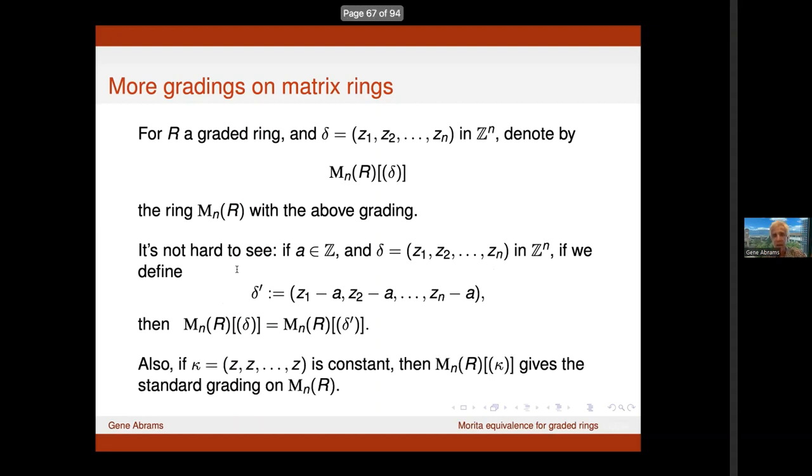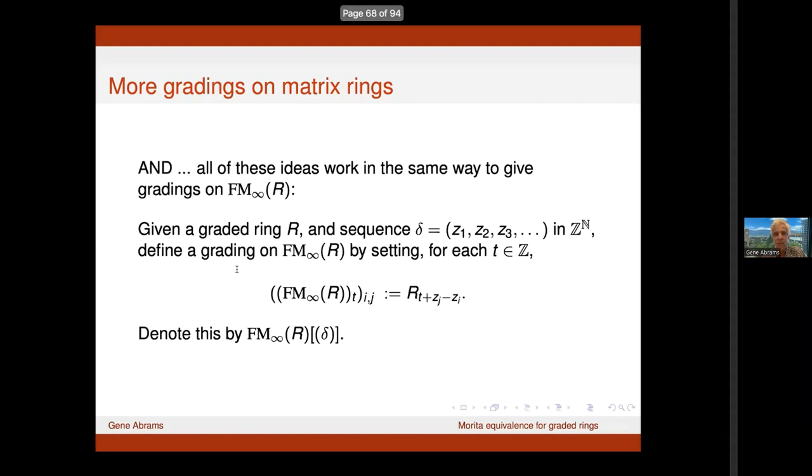And if you hand me just a constant sequence, then the appropriate grading is just the standard grading again. So we get this systematic way of viewing more general gradings on matrix rings. And the same thing happens in the FMs. You play exactly the same games there.